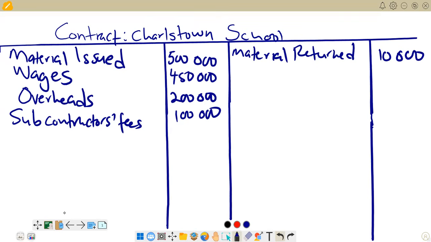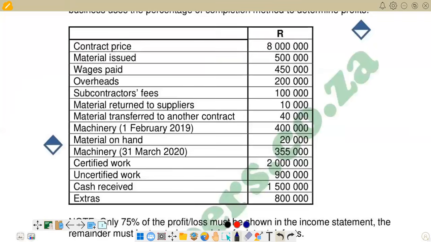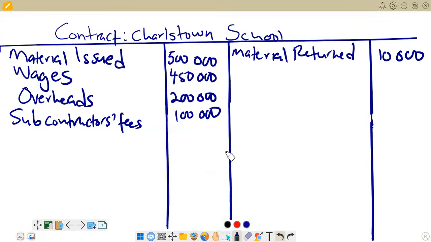And we go again, check what we have next. Then after material retained to suppliers, we also have material transferred to another contract. So it means this material also was not used. So it's going to reduce again the material that we entered on the debit side. So we're going to enter it on the credit side as material transferred, and then the amount that we have is 40,000.